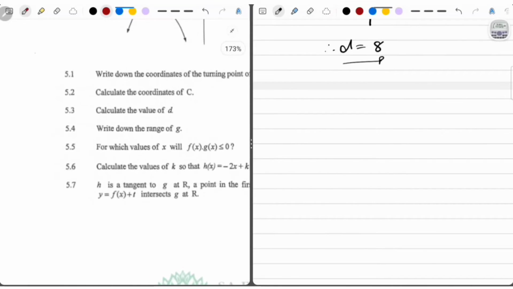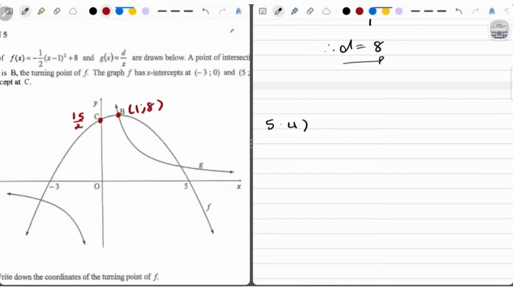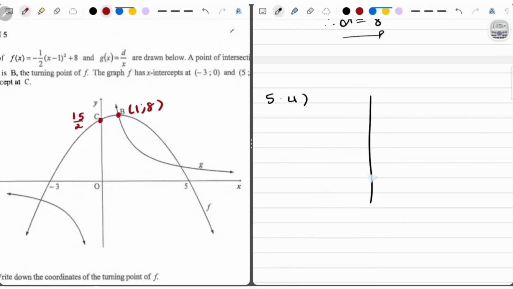The next question, 5.4, says write down the range of g. So do you see that g is a hyperbola? Hyperbolas work like this. Their range, and the domain, very similar. They have basically every number on the number line, okay? They will have every single number on the number line.